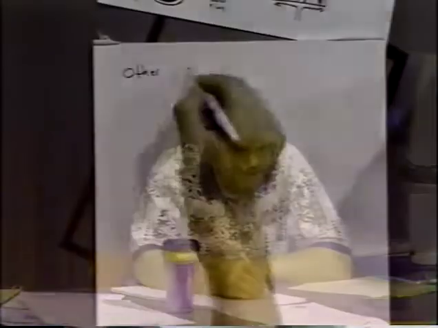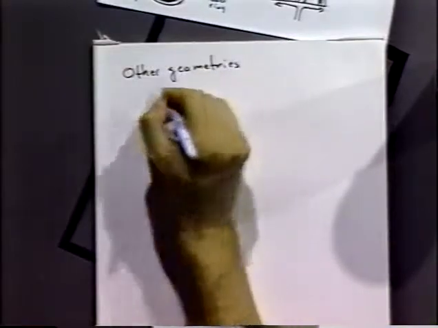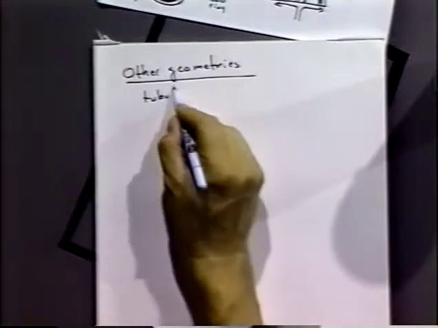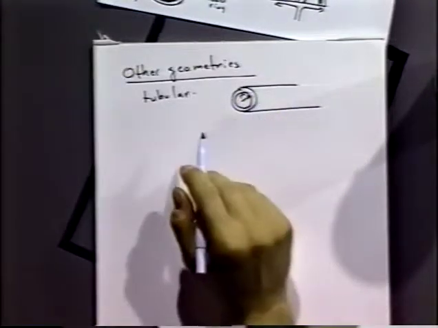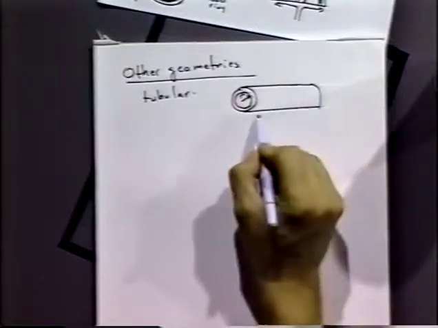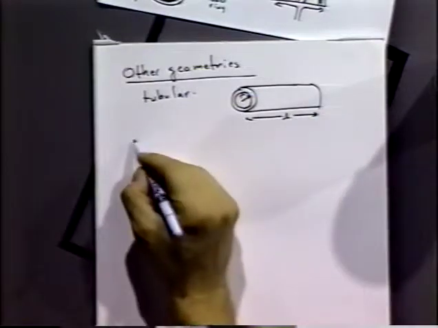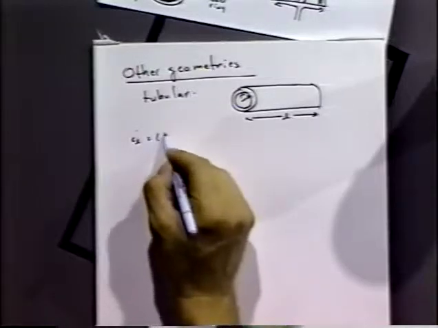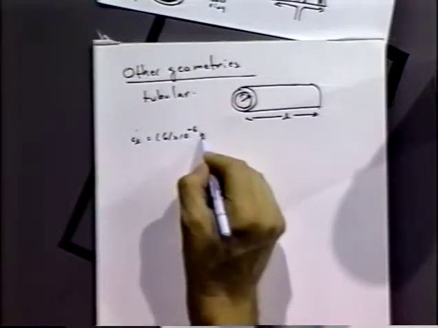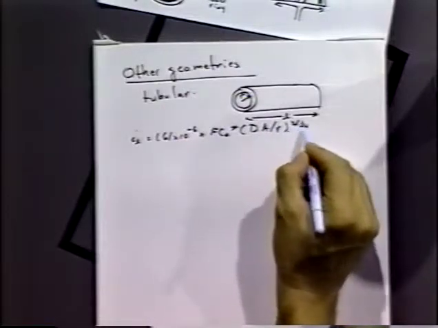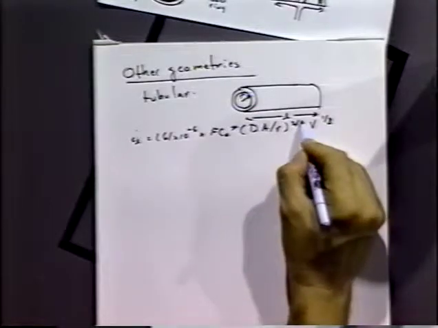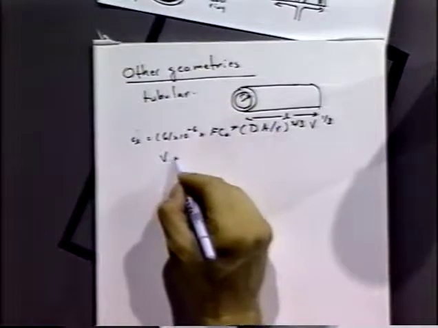Now, we've only talked about the rotating disc electrode in detail, but there are some other geometries that we mentioned. The tubular geometry, with an internal radius and a length, like so. And you can derive the limiting current. It's equal to 1.61 times 10 to the minus 6 nF C0 star D to the 2/3 times A over R to the 2/3 times V to the 1/3, where V is the volume flow rate.